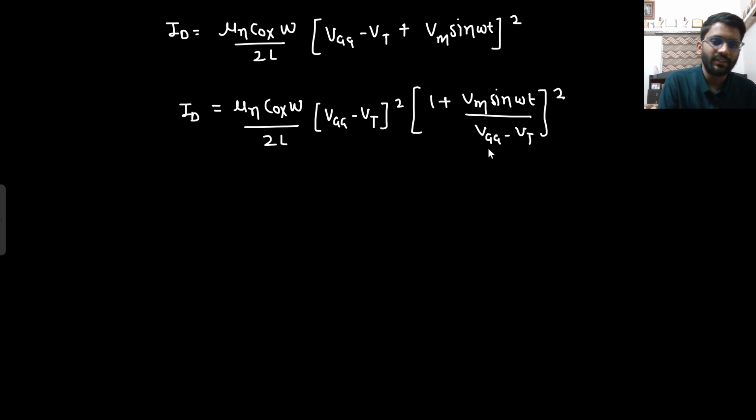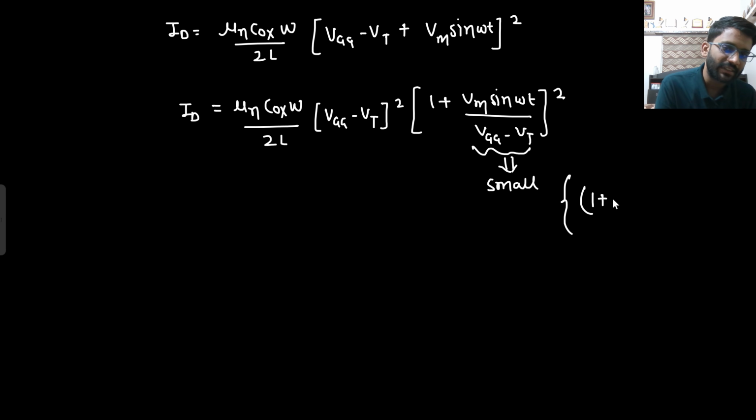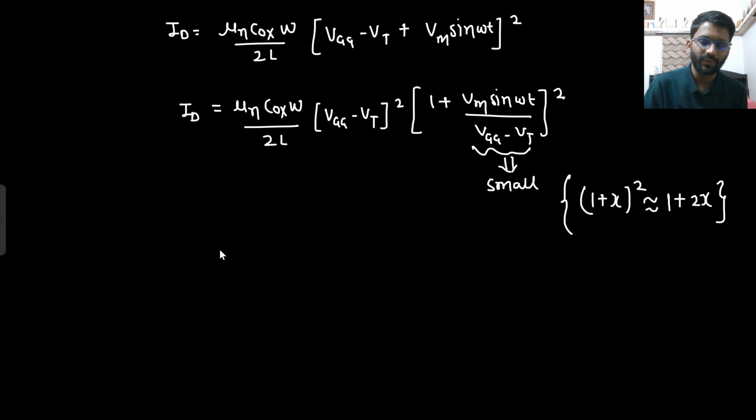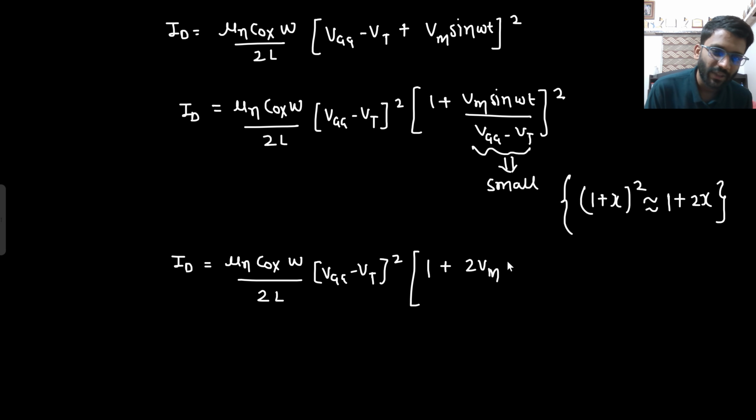Now one thing I know, this is very small. Why is it small? Because this is a small signal. Vm sin omega t is a small signal, so this particular quantity is very small. And one thing I know is that 1 plus x whole square can be approximated to 1 plus 2x if x is very small. So ID is equal to mu n COX W by 2L, VGG minus Vt whole square, into 1 plus 2 Vm sin omega t by VGG minus Vt.